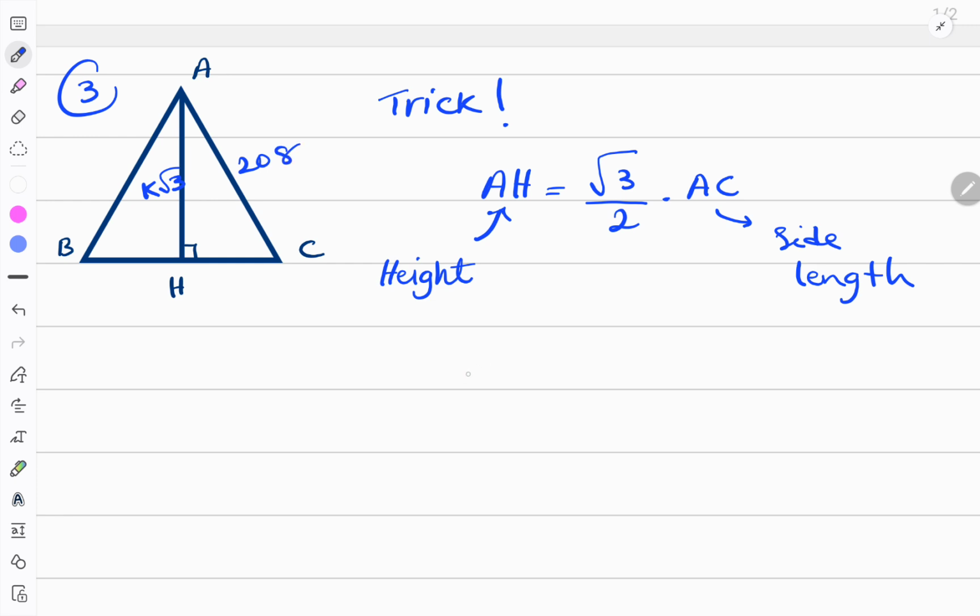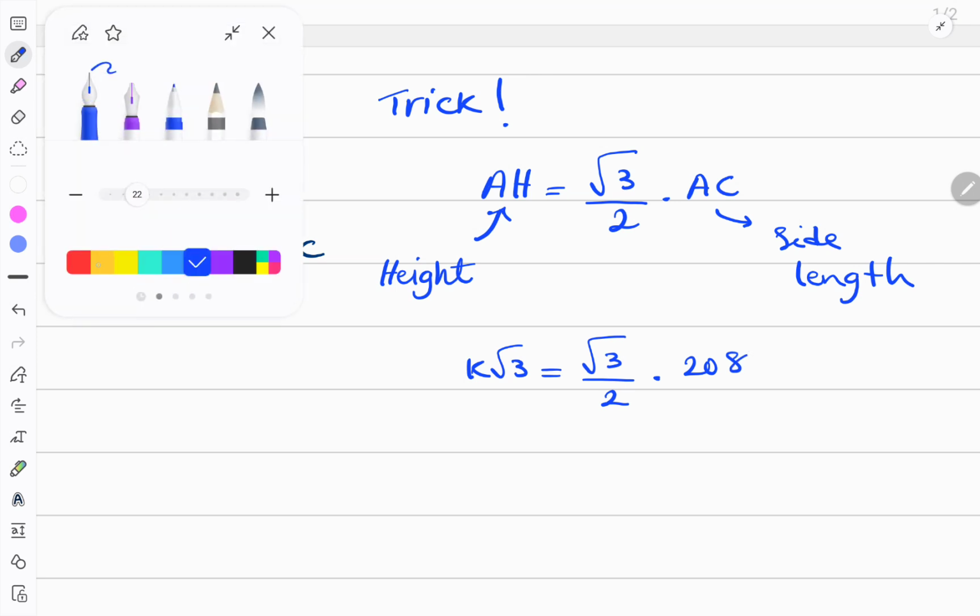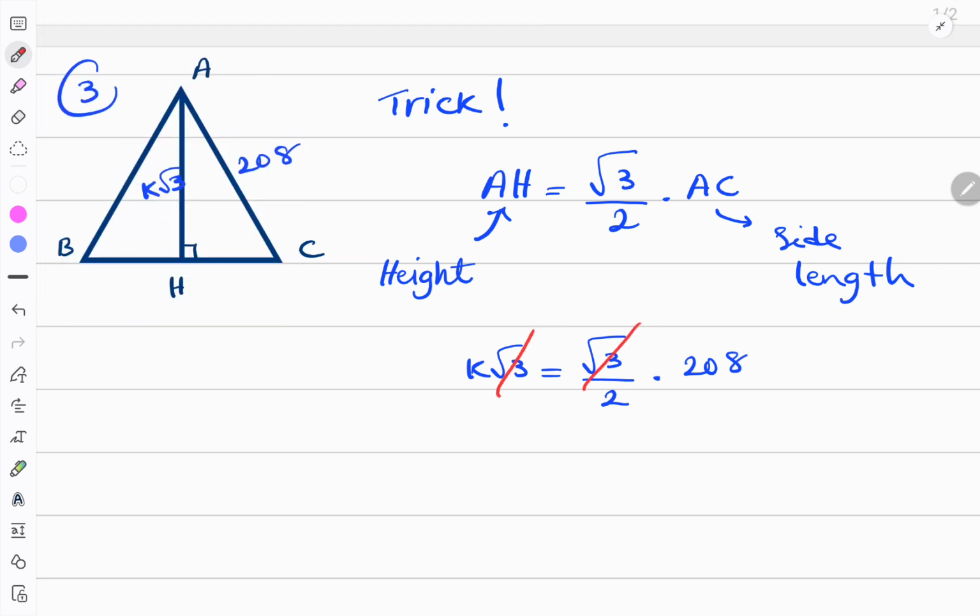208. So k square root of 3 equals this fraction times 208. And again, we can cancel out the square root of 3. So k equals 208 over 2, which is 104. Okay, the final answer for k in all three methods is 104. You can use any of them for solving such questions.